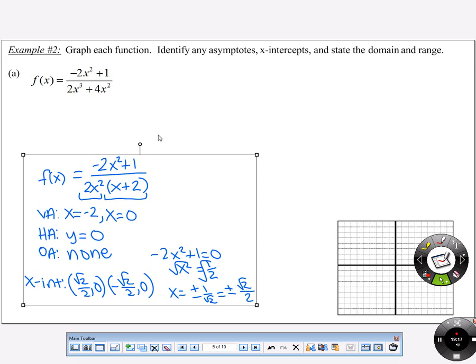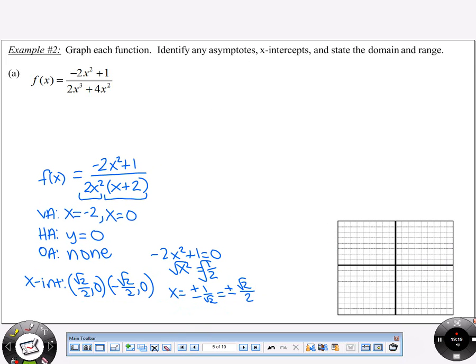Okay. So here's all the work that you just did for that equation. So what does this mean on the graph? Asymptotes are going to show up on your graph as dashed lines. Vertical ones will be vertical dashed lines. Horizontal ones will be horizontal. Oblique would be some line with a slope. X-intercepts are points, and they're on the x-axis. So we want to put all of these things onto our graph.